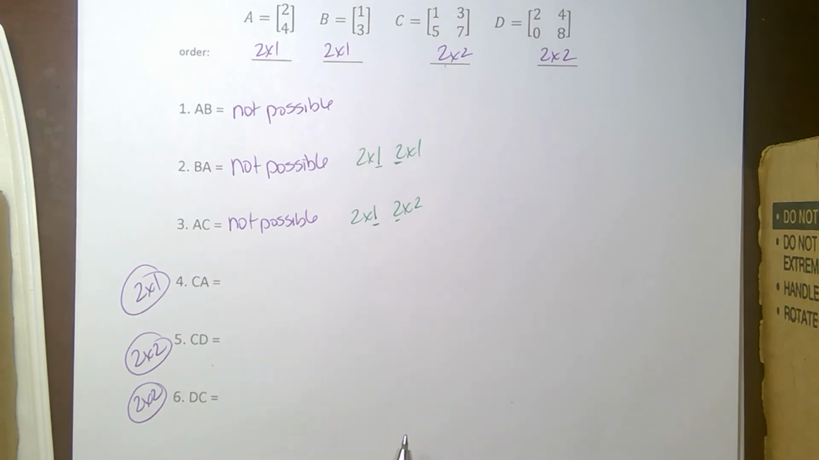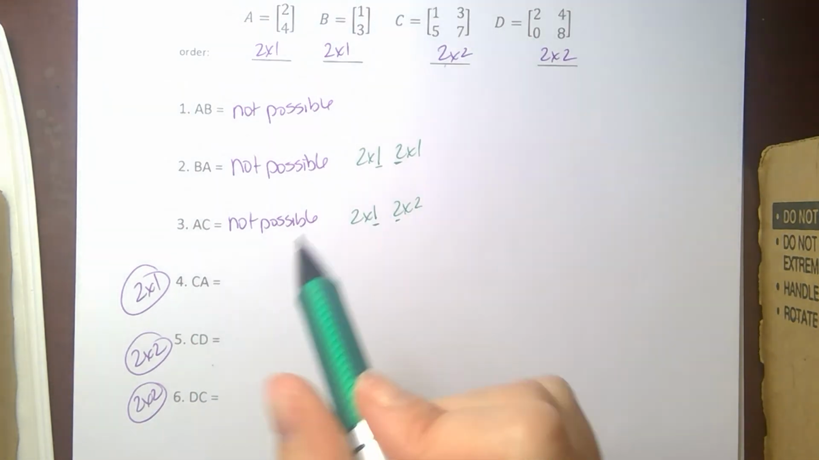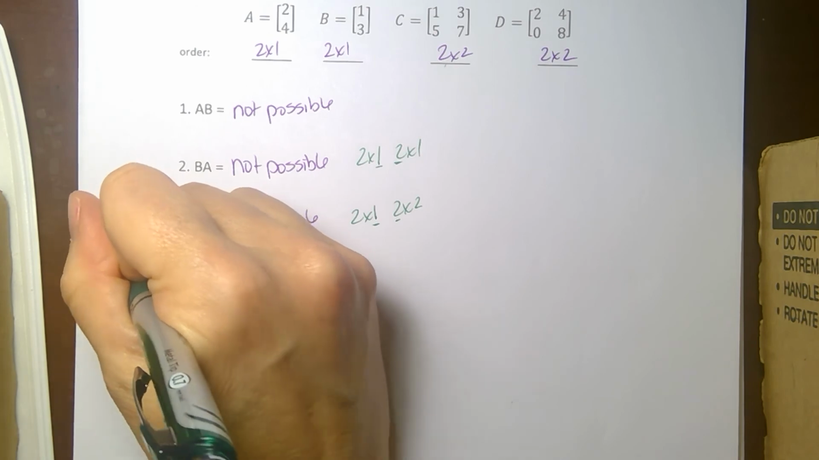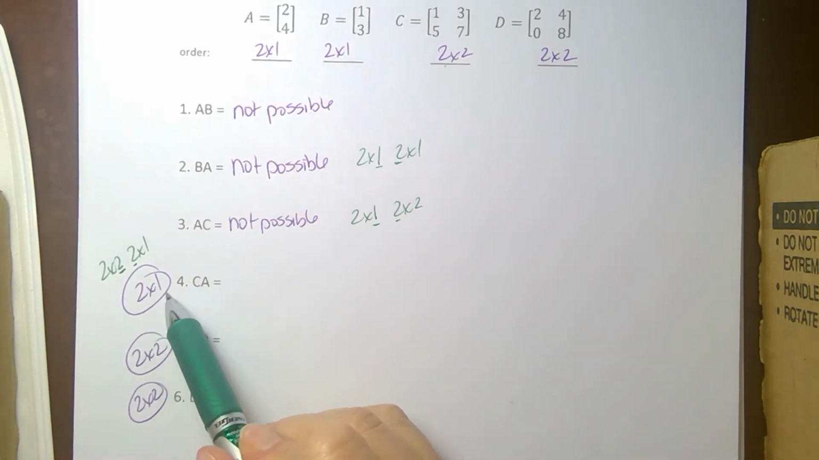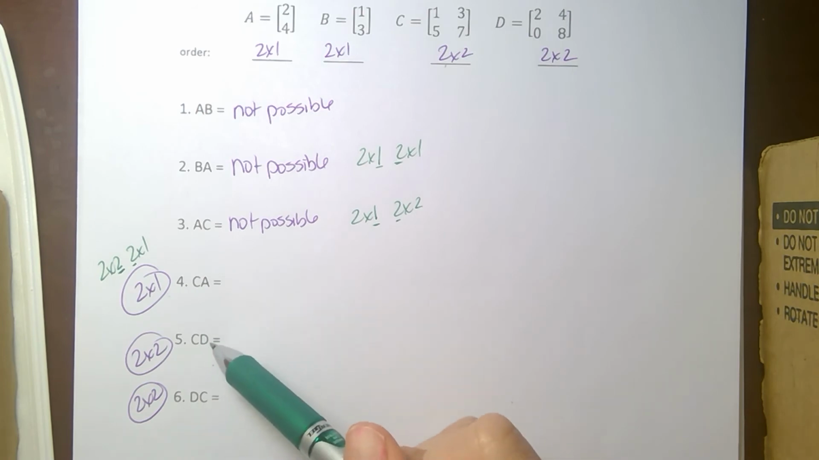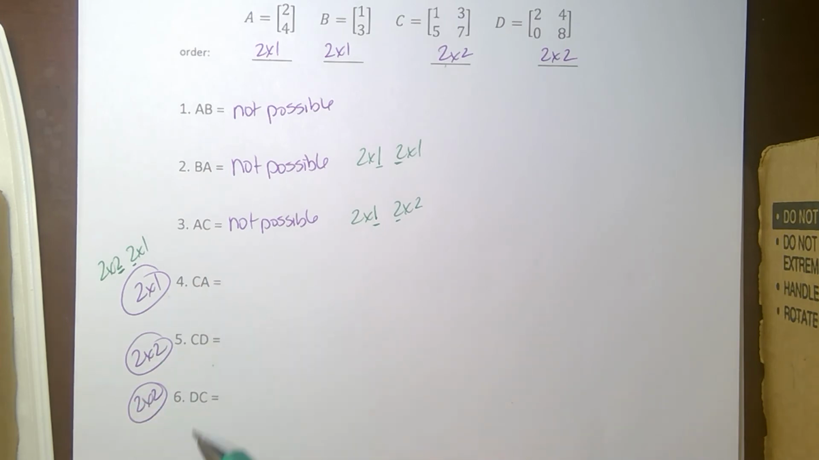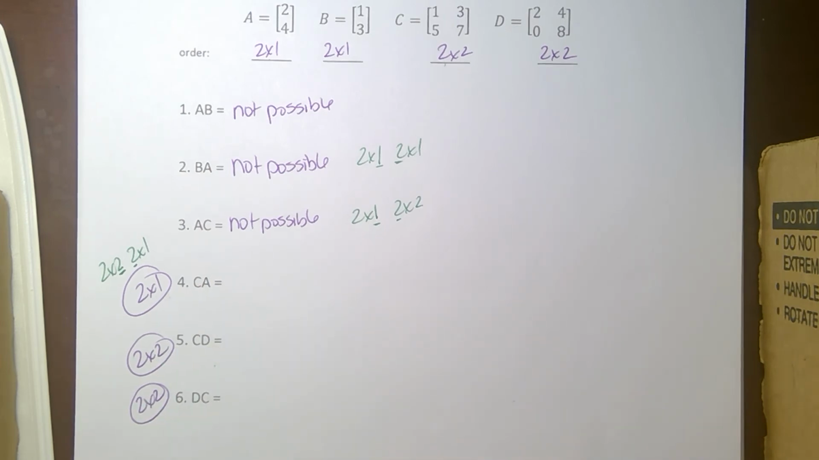These 3 though work. C times A, C is a 2 by 2, and A is a 2 by 1. Those middle numbers match, so the size of that product is going to be a 2 by 1. And then CD and DC are both 2 by 2, so I definitely can do those. So these 3 problems are really the only 3 you have to work out.